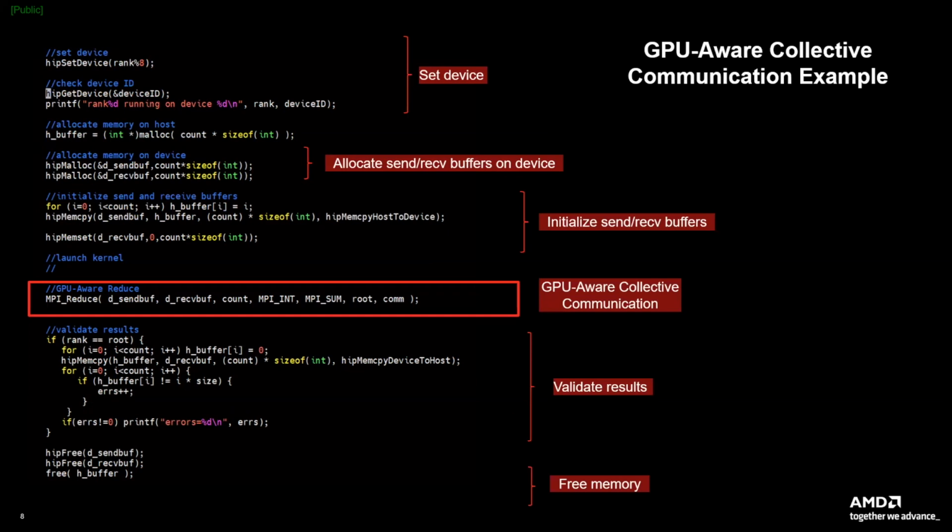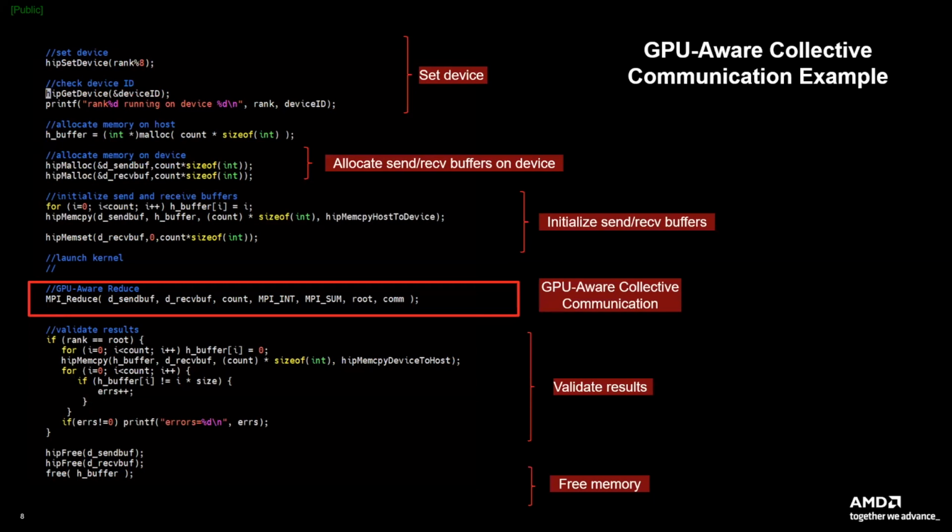And then we just want to make sure that each rank has the right device number. So we are calling hipGetDevice. hipGetDevice takes the pointer to the device ID, and it returns the device ID for us. And then we are printing each rank with its device ID.